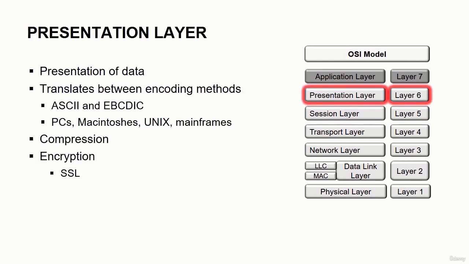Next, we have Layer 6, the presentation layer, which is responsible for the presentation of data to the end systems if required. An example is translating between different encoding methods, such as ASCII and EBCDIC, so that different types of computers, such as PCs and Unix machines, can communicate over the network. Also, compression and decompression, if needed by an application, are handled by the presentation layer, as well as some types of encryption. An example would be secure socket layers, or SSL.